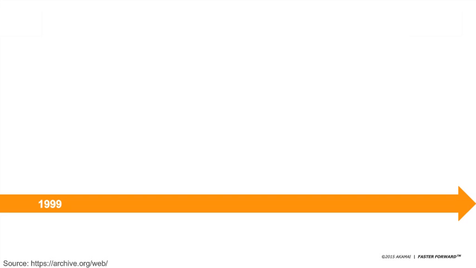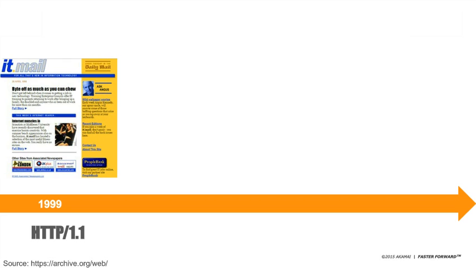If we go back to 1999 and look at what a typical website looked like, the example we've got here is the Mail Online. And you can see that it's a lot of text, not a lot of images. There wouldn't have been many objects around here, and ultimately this web page would have been small. In 1999, we would have been using HTTP 1.1 that had been finalized as a standard 2 years previously.